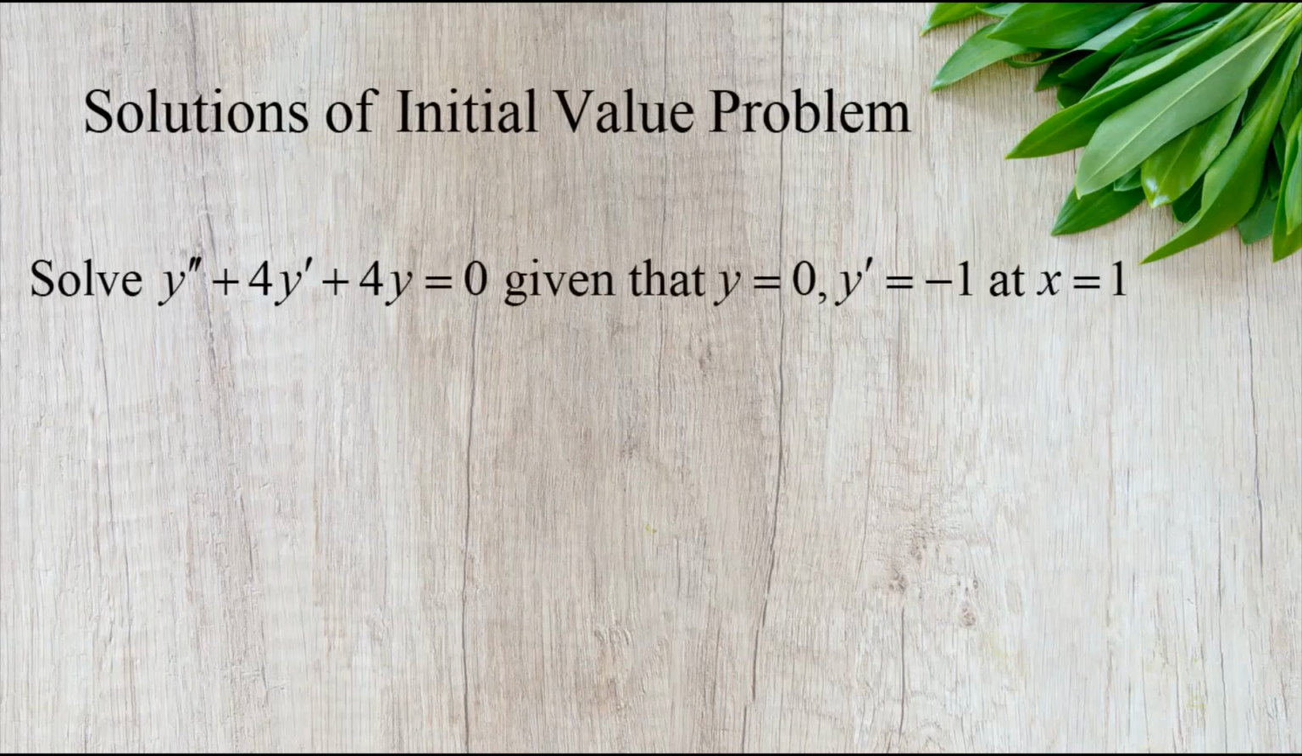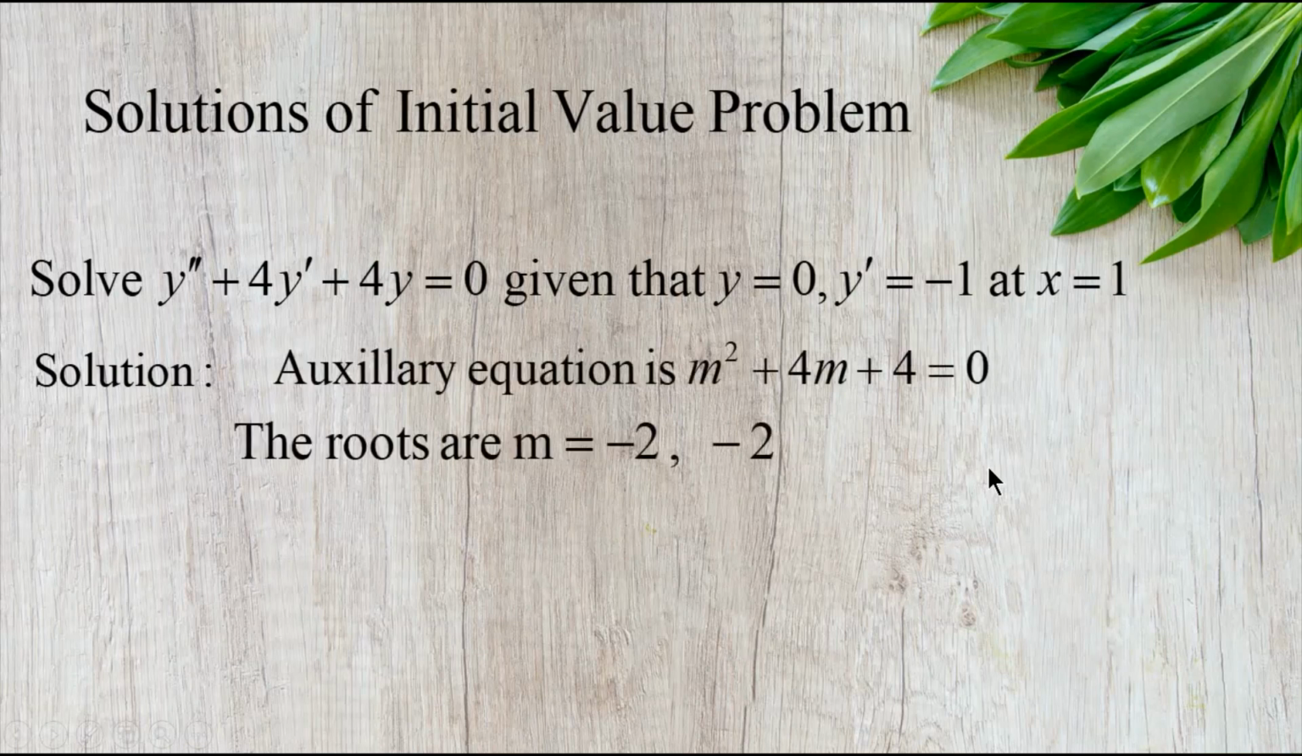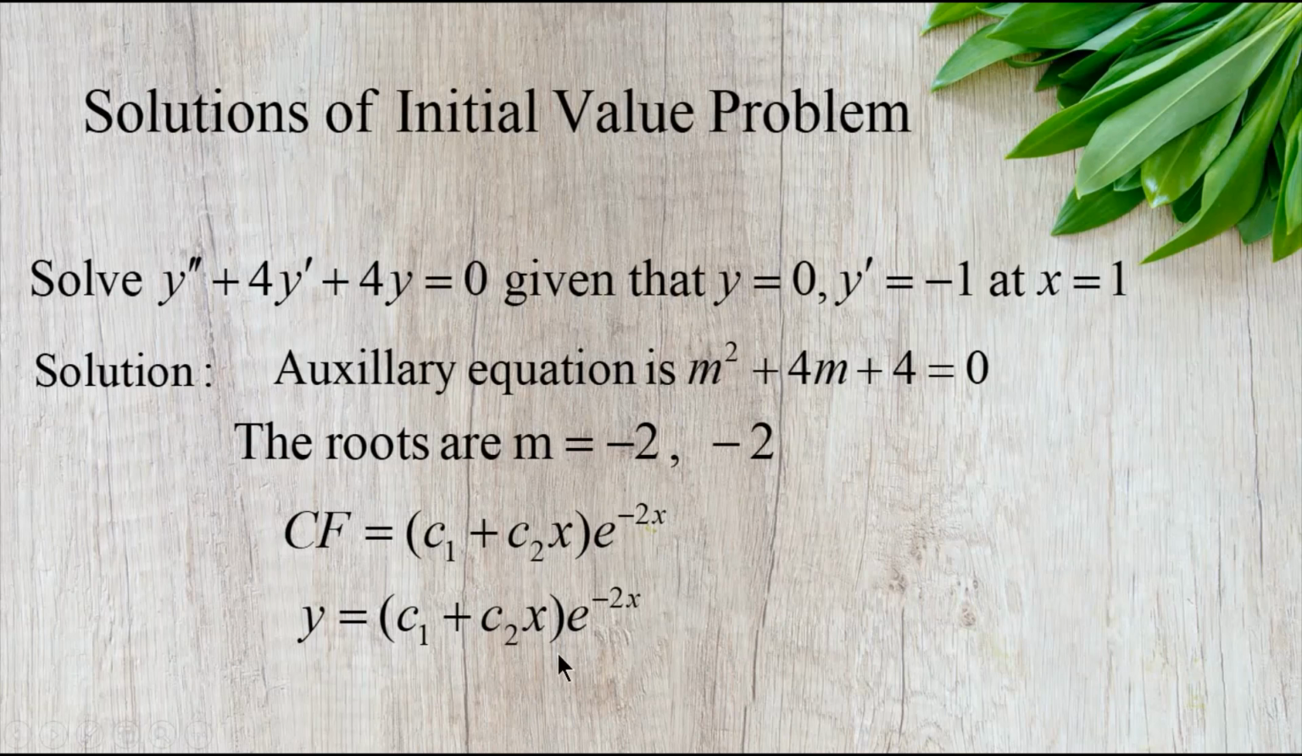Solution of initial value problem. Here they have given a differential equation with some conditions, that is y = 0 when x = 1 and y' = -1 when x = 1. That means we have to solve the differential equation, find the complementary function and then get the solution. But the problem is not yet over. We have to find the constants C1 and C2 by substituting these conditions.